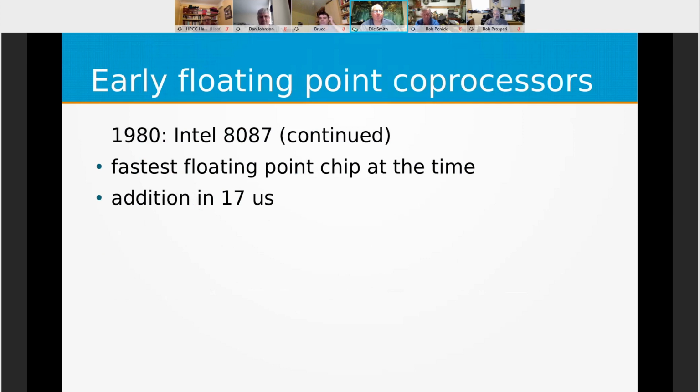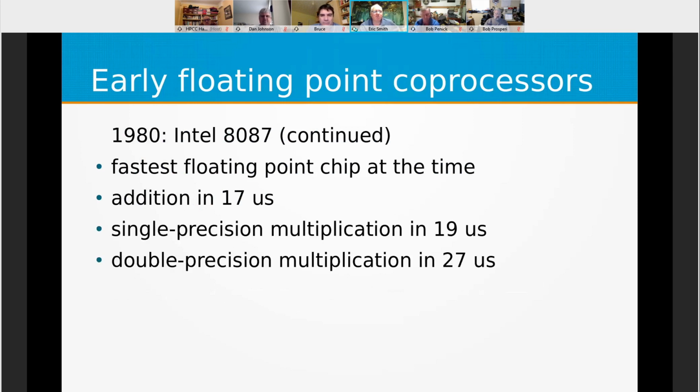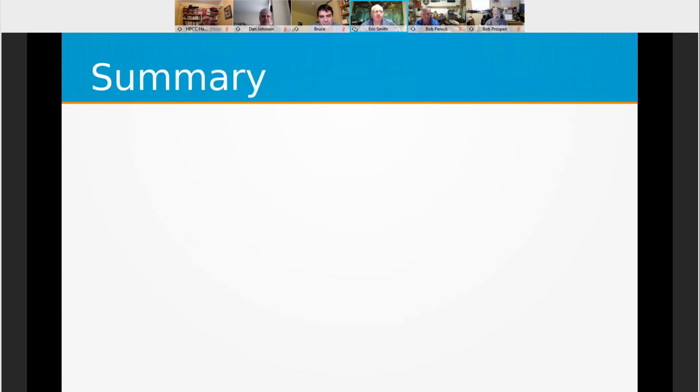It was the fastest floating point chip at the time. An addition typically took about 17 microseconds. This is on a 5 megahertz chip. They actually offered faster ones later. Single precision multiplication, 19 microseconds, double in 27. And then it only had a limited number of trig functions, but it could do a tangent in about 90 microseconds. That was just blazing fast at that time.